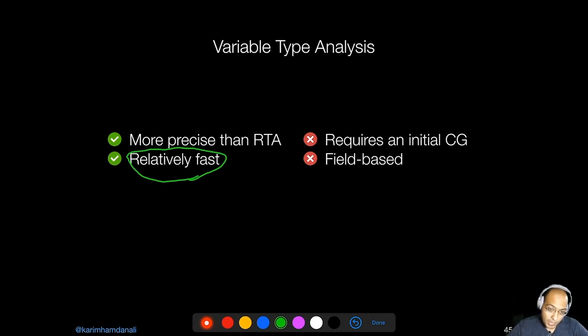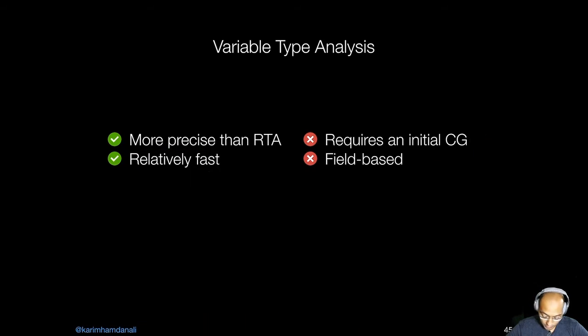However, one of the biggest drawbacks of VTA is that it requires an initial call graph, whether RTA or CHA, and it is also field-based. So what does it mean that the analysis is field-based? We're going to see that in a few minutes in today's lecture: what it means, and how it affects the precision of the analysis. It has to do with how the analysis handles field accesses. So we'll get to that in a few minutes. Do you have any questions about CHA, RTA, or VTA?